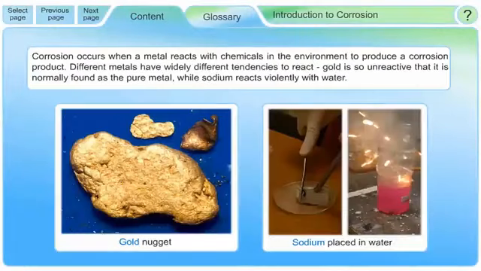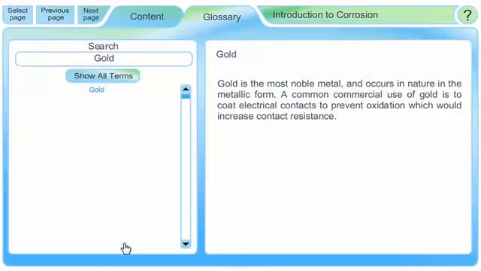Corrosion occurs when a metal reacts with chemicals in the environment, generally producing a corrosion product. Different metals have very different tendencies to react. For example, gold is so unreactive or noble that it is normally found in nature as a pure metal. A common commercial use of gold is to coat electrical contacts to prevent oxidation, which would otherwise increase the contact resistance.